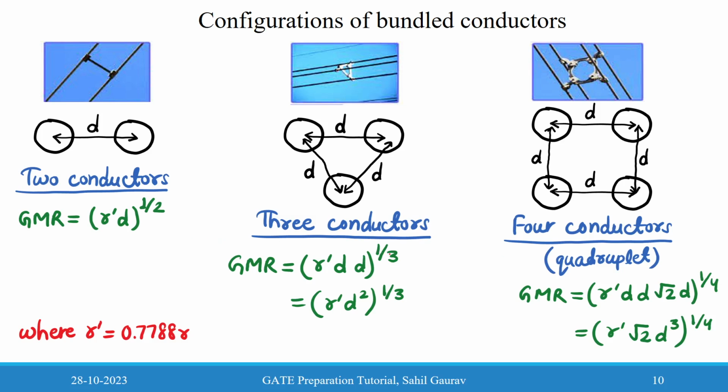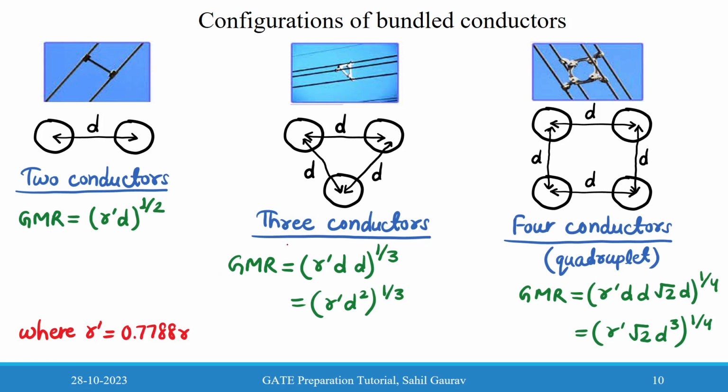Now we will see the different configurations of bundle conductors, like for two conductors, three conductors, and four conductors. These are the general configurations for bundle conductors, and how we can find the geometric mean radius of these conductors. For two conductors, the geometric mean radius is equal to r dash into d, and whatever the number of terms inside the bracket, that will be the root, like 1 divided by 2. The number of terms inside this bracket is 2, so it is 1 divided by 2.